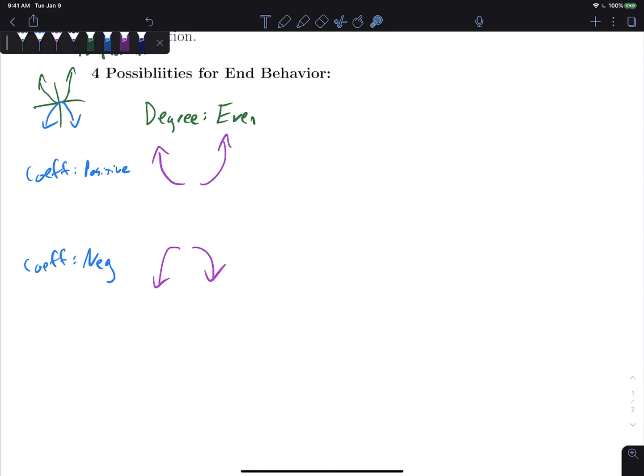All right, next, let's go ahead and look at the degree being odd. So with the degree being odd, it's going to have either a positive or a negative coefficient. If it is a positive coefficient, it looks kind of like the cubic function. It's going down to the left and up to the right. Now, if the coefficient is negative, it flips it because it is a reflection across the x-axis. So it's going to go up to the left and down to the right.